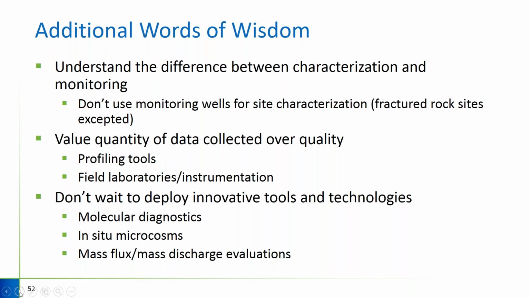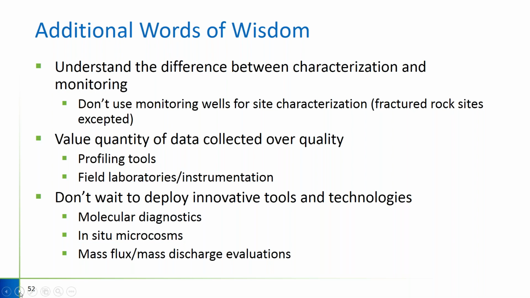So there will be a time for collecting the higher quality data later on, when you're trying to assess the performance of a remedy, when you're trying to decide if a remedy is done. That's obviously a time to collect higher quality data, and not use a DPT groundwater grab sample to decide if you're inside or outside of the plume. So again, especially at early phases, get as much data as you can.